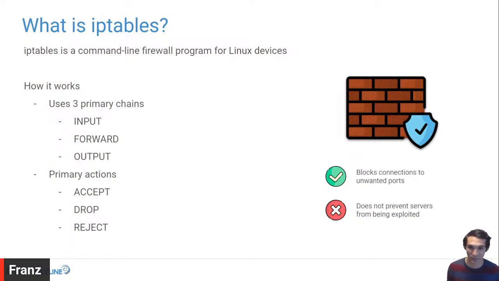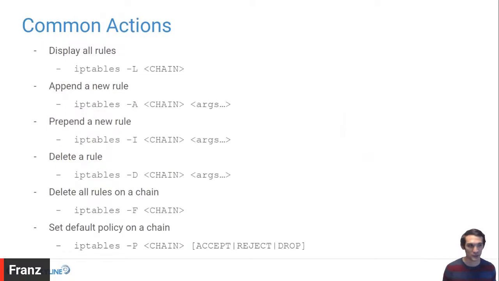All right, that's enough of that. Let's go over how you actually use it. So I've just got these 6 very, very common actions that you'll want to perform, and then I'm going to dive into a demo to show you how to do this live. The first one here is iptables -L. This lists all the rules on a chain. If you do not specify which chain you want, it's going to show you all the rules for all the chains.